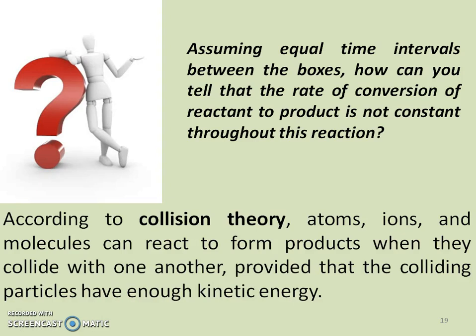Well, because of that collision theory, atoms, ions, and molecules react to form products when they collide with each other. They need to provide that colliding particles have enough energy in order to make those products. And we're going to learn that it's not only that they have to collide with each other, they have to have enough energy to collide hard enough with each other and at the correct orientation. Otherwise, those products do not get made. So it should make sense at this point that the less reactants you have, the less amount of product is going to be made over time.